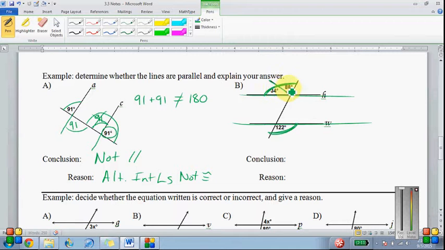So if I just add these two numbers together, 34 and 88, I get 122, which is the same as this angle right here. So our alternate exterior angles are congruent here, which means that these lines would be parallel.